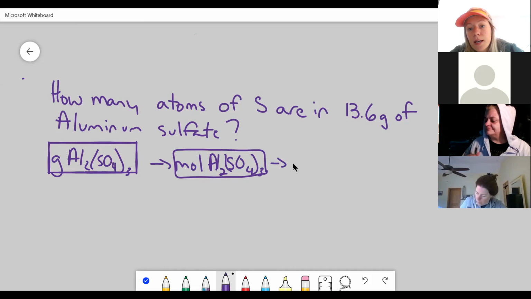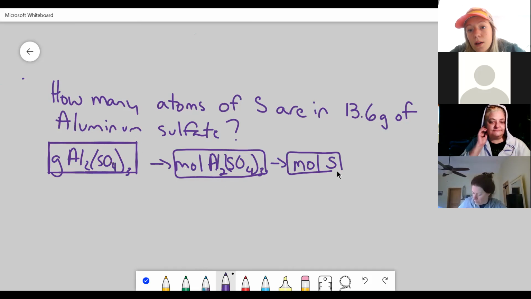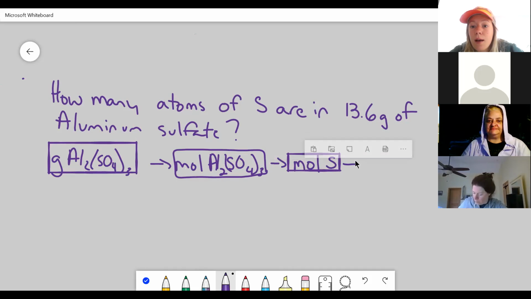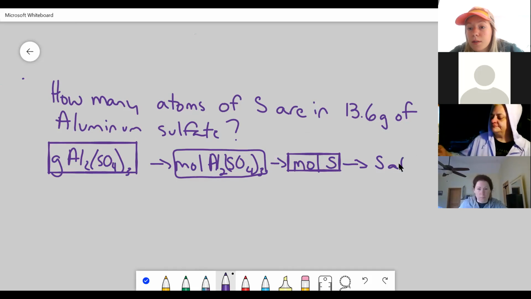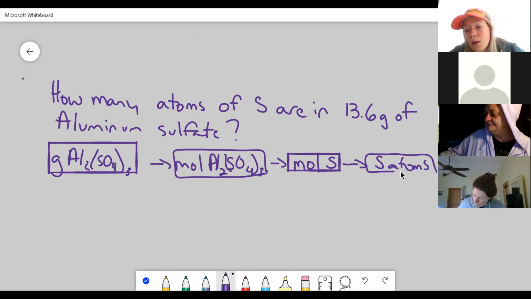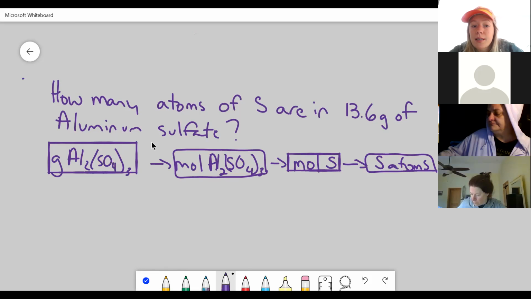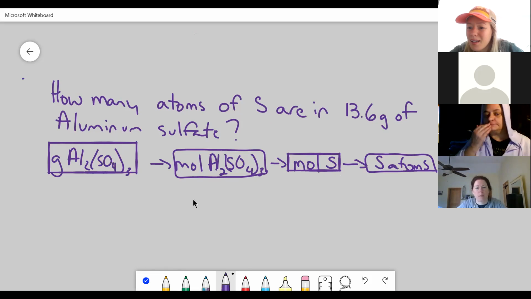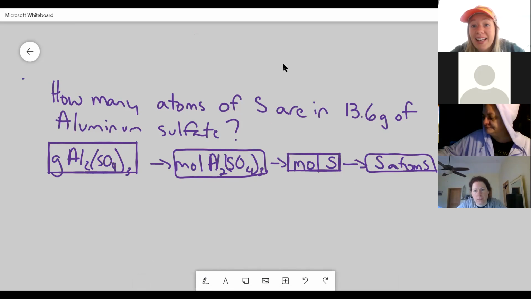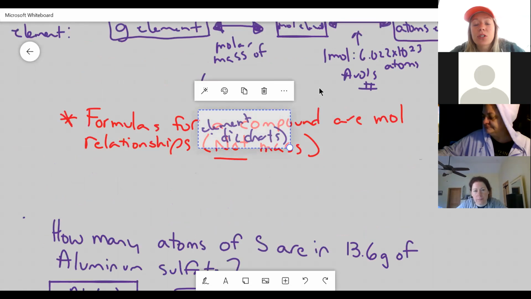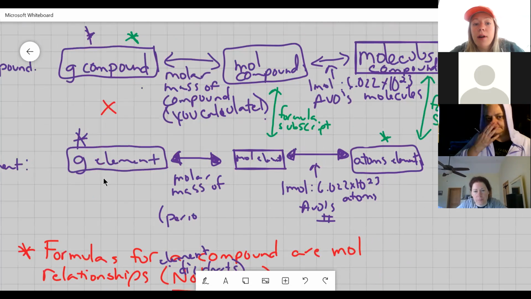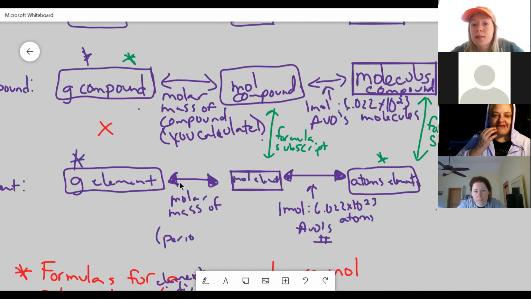And then for moles of aluminum sulfate, I can go into moles of, what are we talking? Yeah, sulfur. And then for moles of sulfur, I'm going to go into sulfur atoms. And this is why I think the flowchart is so valuable, because if you notice in this specific problem, are we going into grams of the individual element? No, we're not even going anywhere near that. So that last stage, we're not using the molar mass of sulfur in any of this. If I had asked you instead for grams of the element, then you would need to use this. But we're not going there.